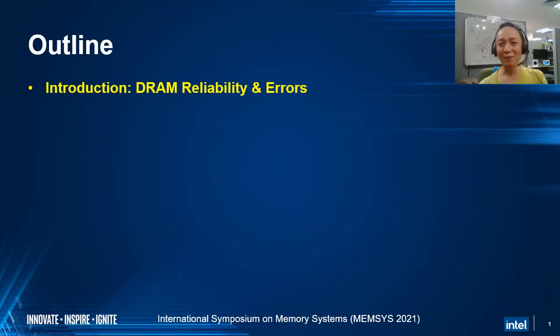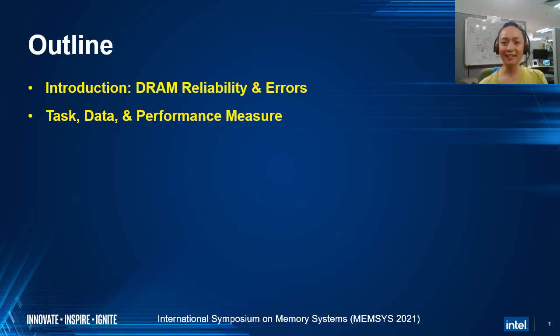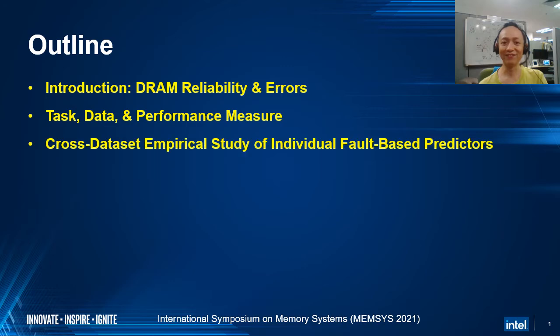Here is the outline of my talk. First, we will briefly introduce the background of DRAM reliability and errors. Next, we will describe the task, the datasets, and the performance measure. After that, we will formally establish our prediction framework, present the cross-dataset empirical study of the individual fault-based predictors, and show that the predictors perform differently on different datasets.